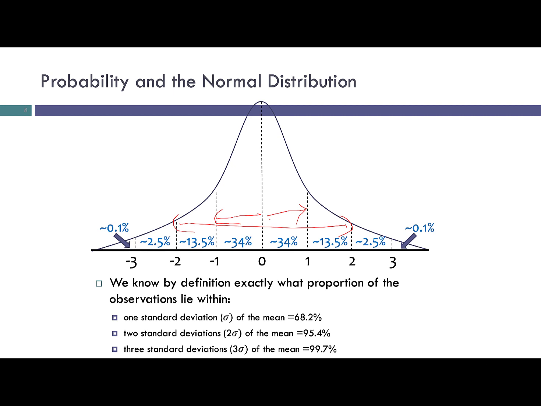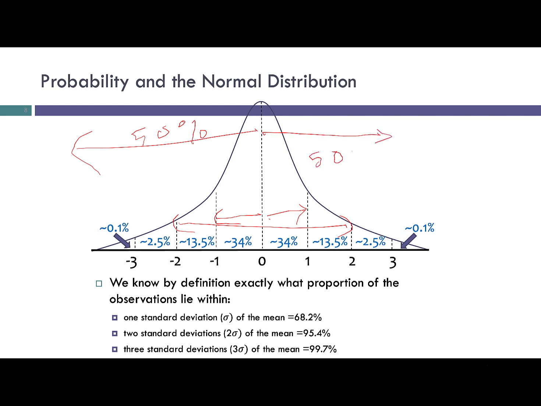Nearly 95.4% of women's shoes are going to be plus or minus 2 standard deviations of that size 8. Another handy way to think about this also is that 50% of observations lie below the mean, and 50% of observations lie above the mean.